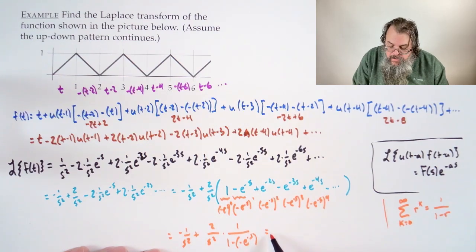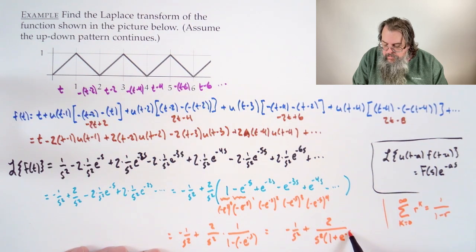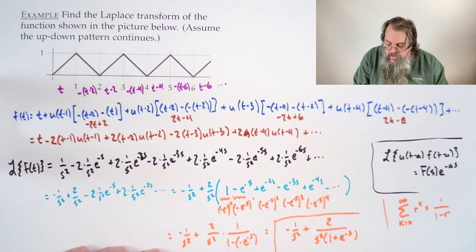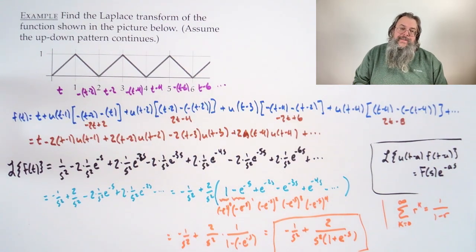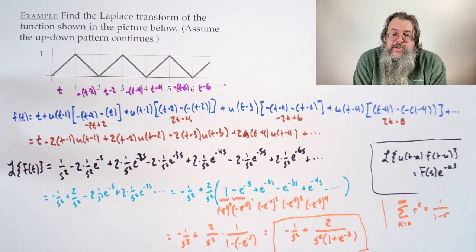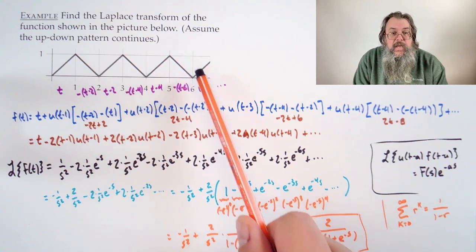And yeah, there we go. So we can rewrite it just a little bit here. Minus 1 over s squared plus 2 divided by s squared times 1 plus e to the minus s. And we're done. It's beautiful. It's beautiful.